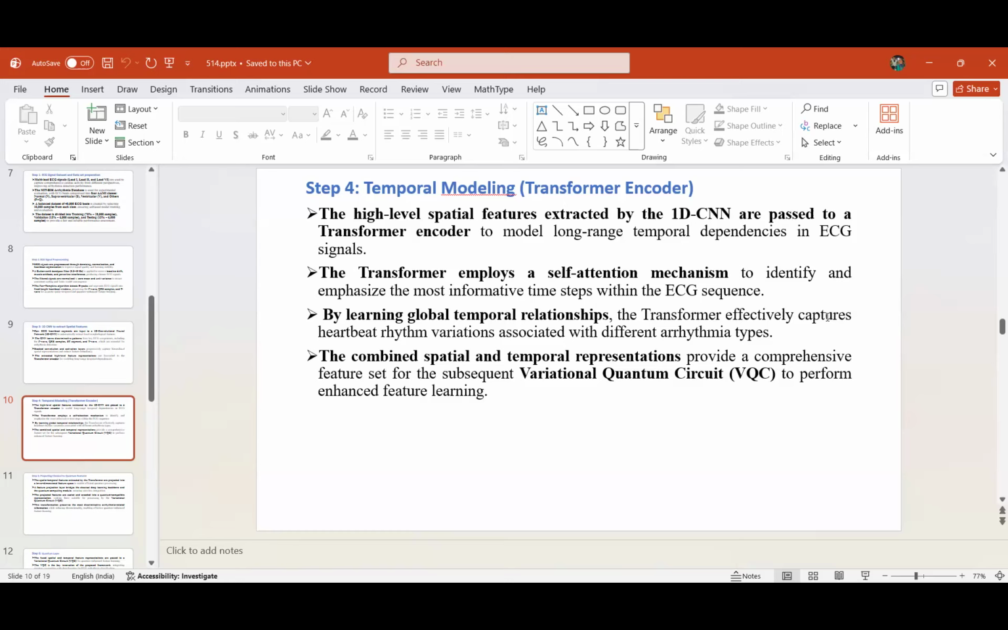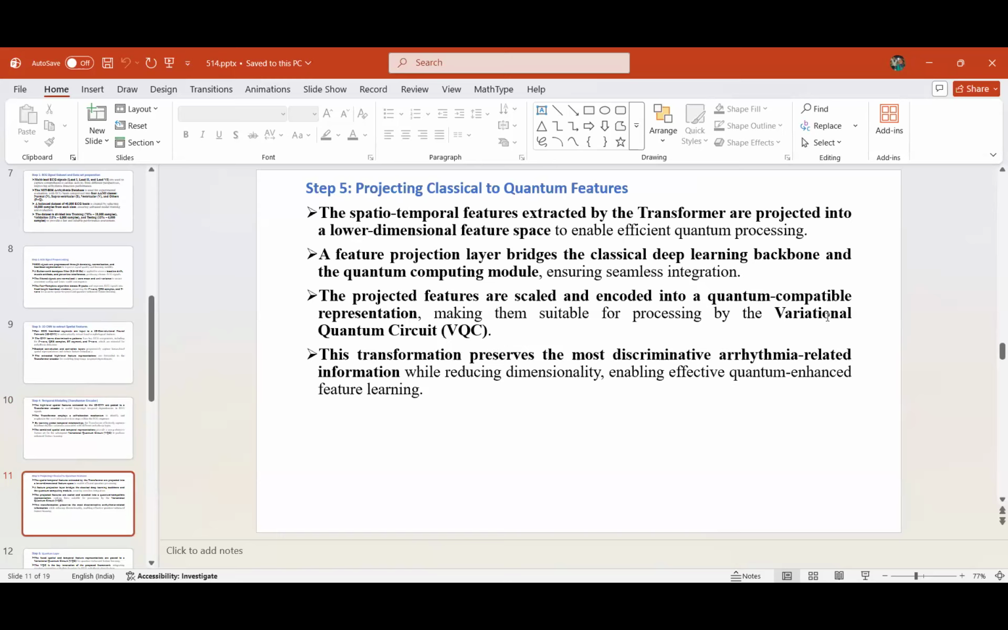Here the combined spatial and temporal representations provide a comprehensive feature set, and that set is passed to the variational quantum circuit, which is going to be used to perform enhanced feature learning. Whatever spatial and temporal features are extracted from the transformer are projected to a lower dimensional feature space to enable efficient quantum processing. A feature projection layer bridges the classical deep learning backbone and the quantum computing module.